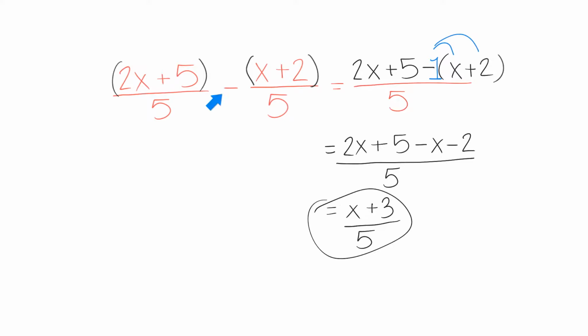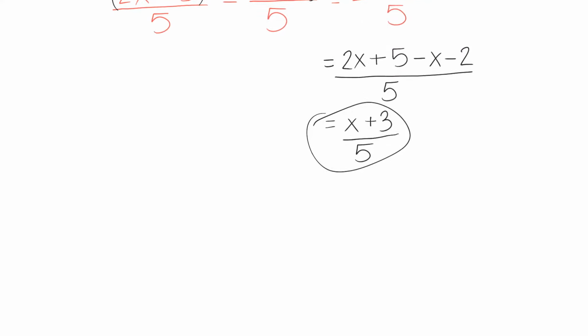So when you have subtraction of a binomial, you have to really, really be careful. That's a red flag. Watch out for it. Let's try another one that looks like that. 3x plus 4 over 4 minus x plus 2 over 4.